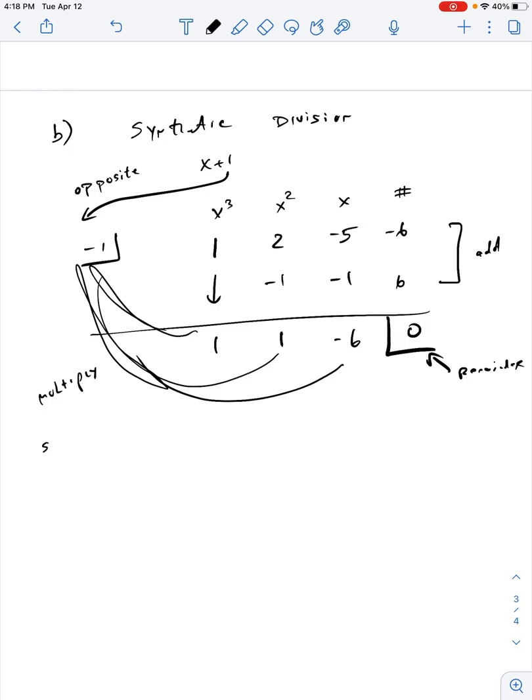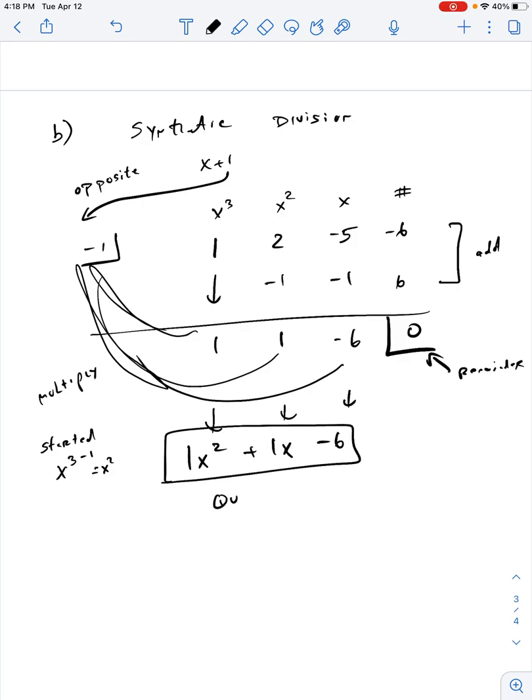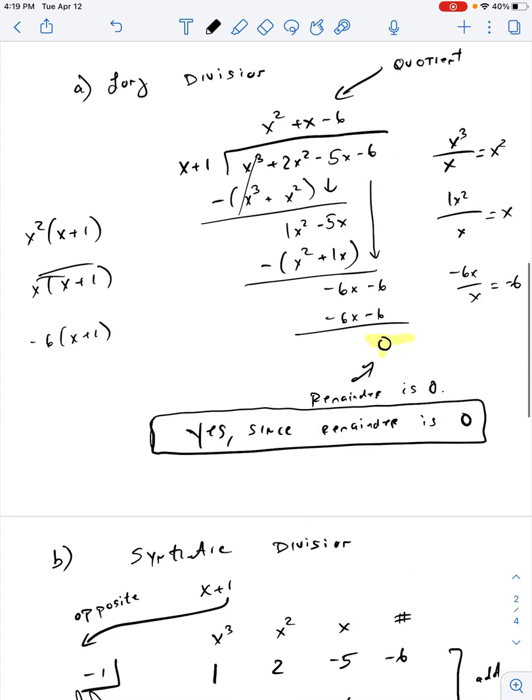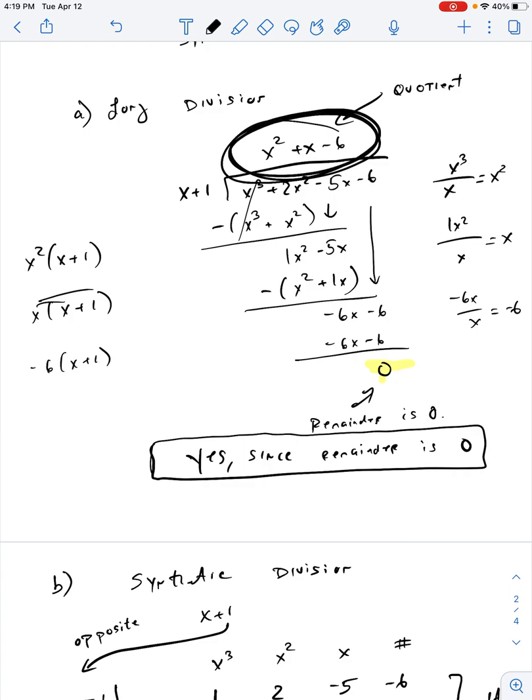Then since the problem started with x to the third, we subtract 1, and these are just our new coefficients. So it's 1x, well, that's squared, so x squared plus 1x minus 6. Once again, we call that our quotient. And notice how that was the same as right up there.